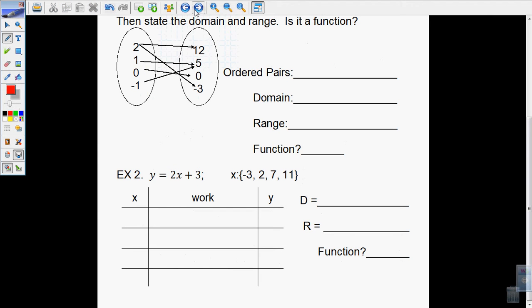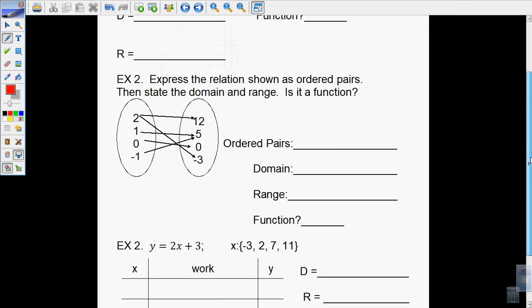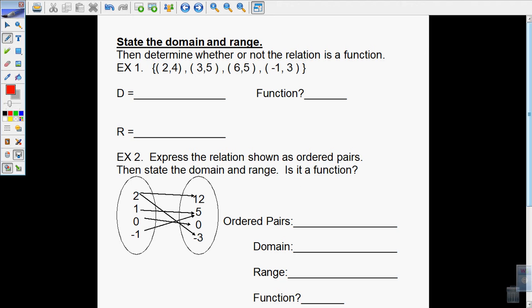Here we go. So let's talk about identifying domain and range. So you have what's called multiple representations of a relation and a function. You can represent a relation and function via ordered pairs, via mapping, a table, a graph, or a word problem. Those are our multiple representations: ordered pair, table, mapping, graph, verbally, word problem.